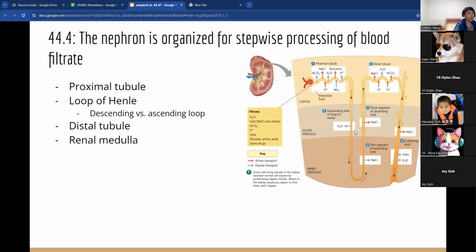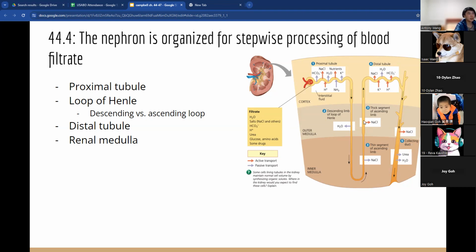The loop of Henle reabsorbs water and salt. So it takes out water and salts from your filtrate. And how it does this is it creates a gradient of concentrations. It relies on something called the countercurrent multiplier, which I'm not gonna go into the details of now, but if you're interested, you can look that up. I found a good video on it.